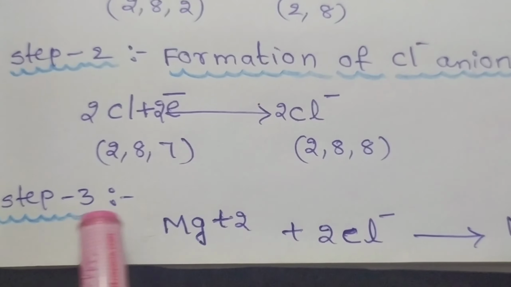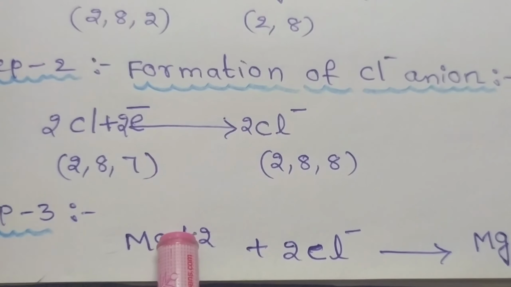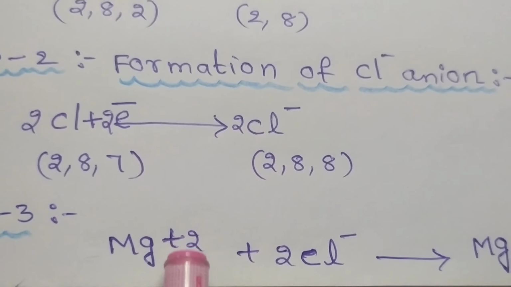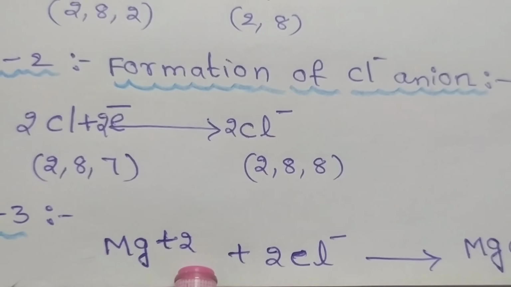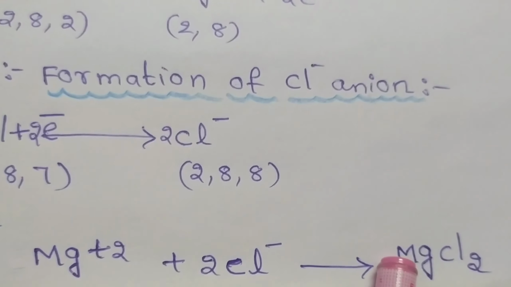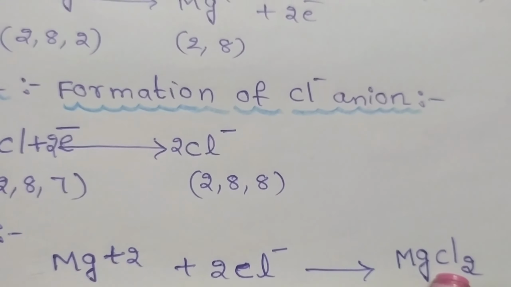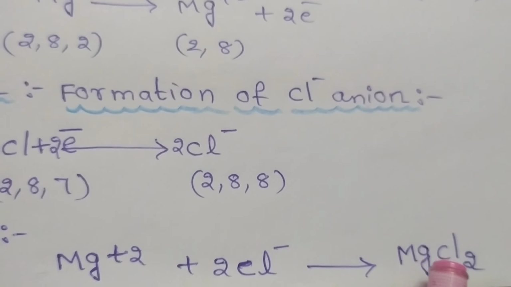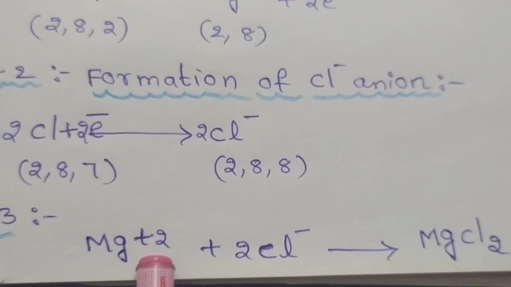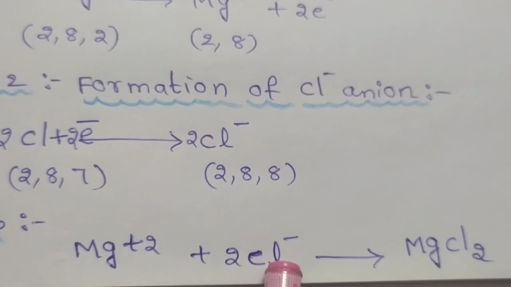Now in step 3, formation of magnesium chloride molecule. The electrostatic force of attraction between the magnesium cation and 2 chloride anions forms the magnesium chloride molecule. In this way, the magnesium chloride molecule is formed by the force of attraction between magnesium and chloride anions.